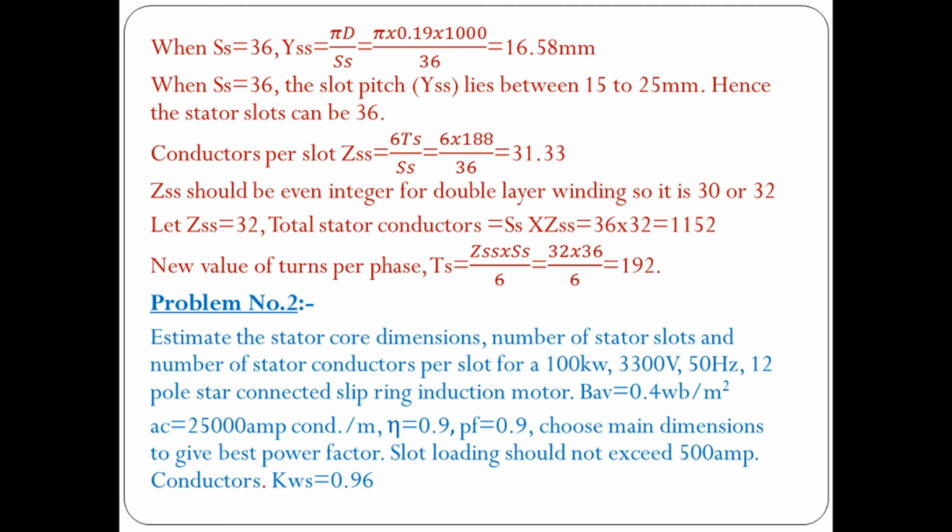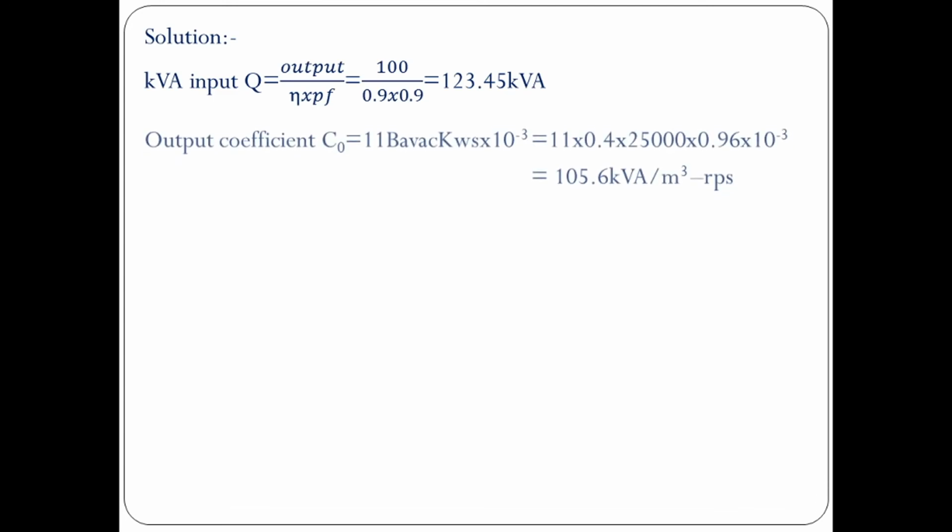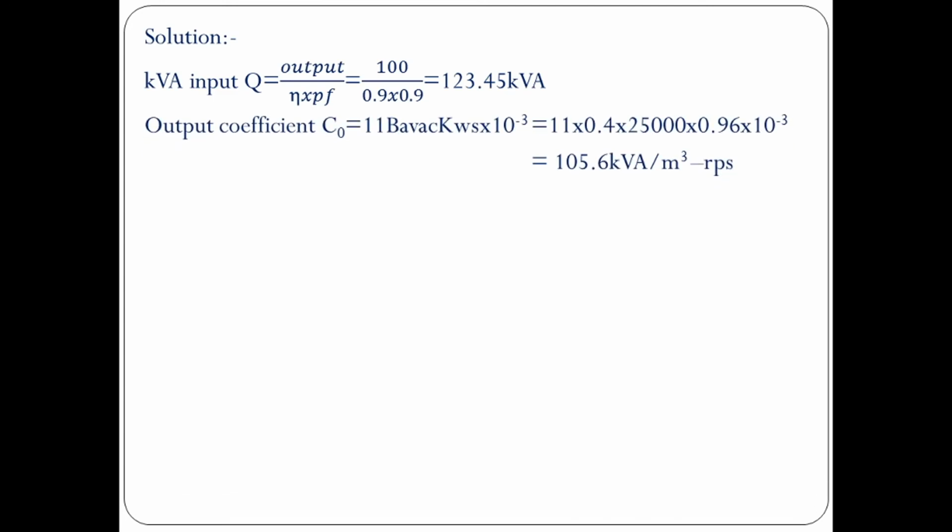Slot loading should not exceed 500 ampere conductors. So the loading of slot should not exceed 500 ampere conductors. Winding factor is given as 0.96, where S stands for stator. Stator winding factor KWS is given as 0.96. So as usual, compared to the previous problem, same procedure.